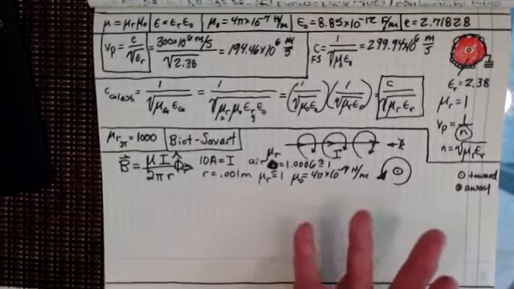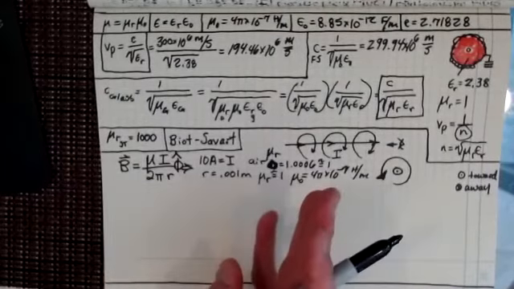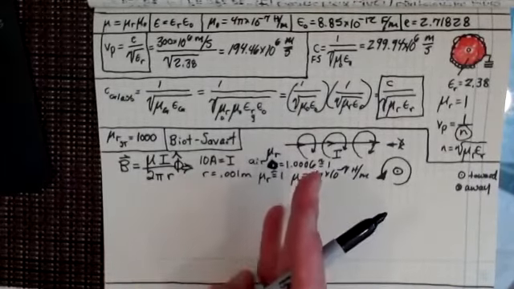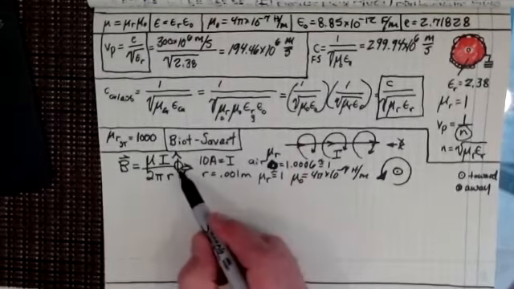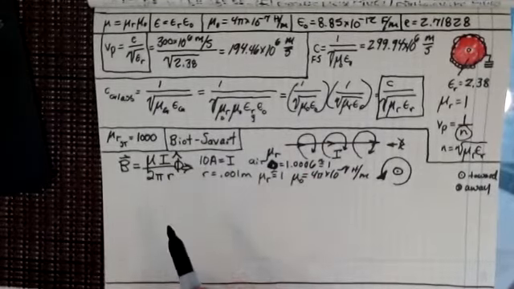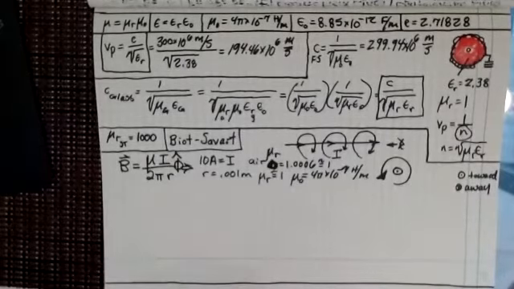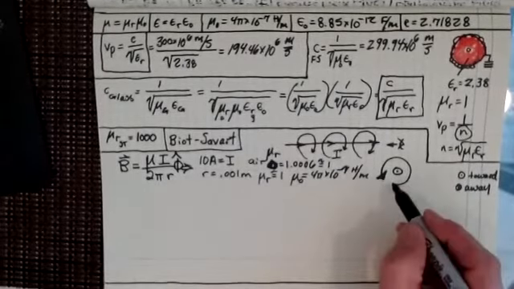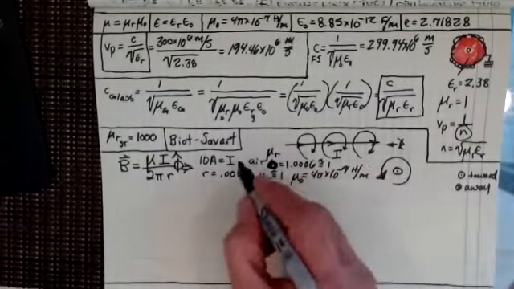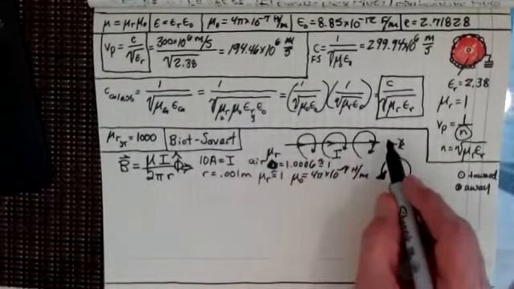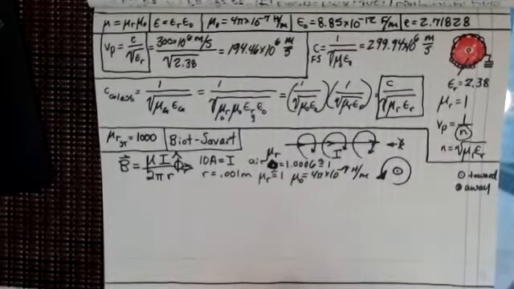Just like i is the unit vector for the x direction, j is the unit vector for the y direction, and k is the unit vector for the z direction, phi is the unit vector for the phi direction in cylindrical coordinates. I'm just using cylindrical coordinates here because this is cylindrical, it lends itself to cylindrical coordinate systems rather than Cartesian coordinate systems. And for the rest of your life you're going to be working in cylindrical and spherical coordinate systems in addition to Cartesian.